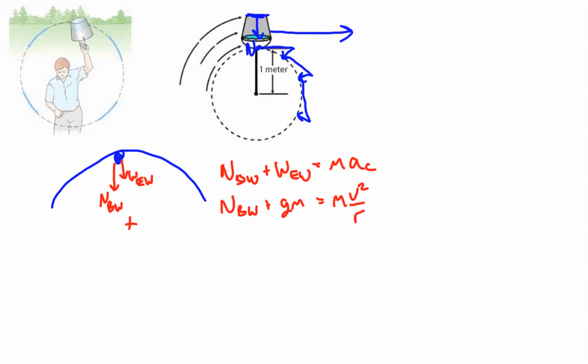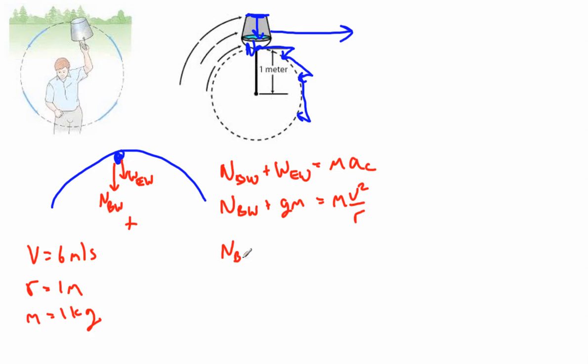So let's make up some numbers here. Let's say that the speed the bucket is going is 6 meters per second, and let's say the radius of the curve or the circle is 1 meter. All right, and let's say the mass of water is 1 kilogram. All right, so let's put our numbers in.